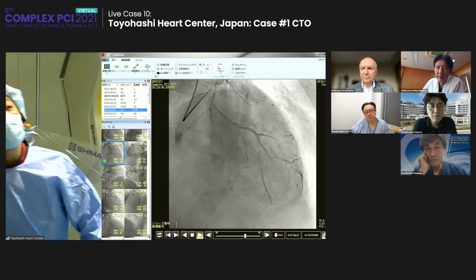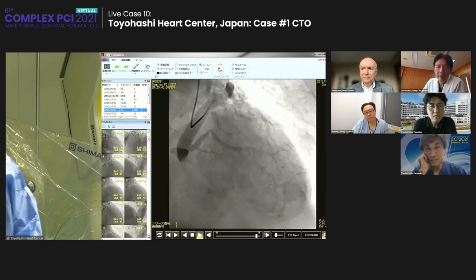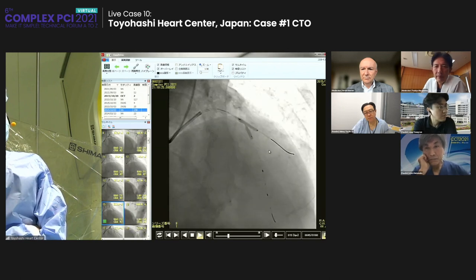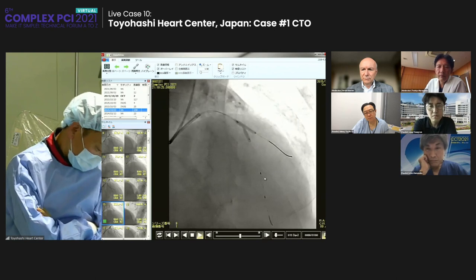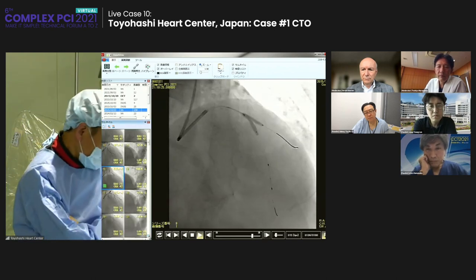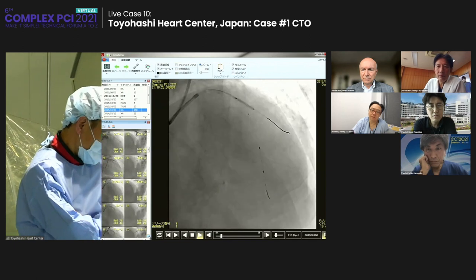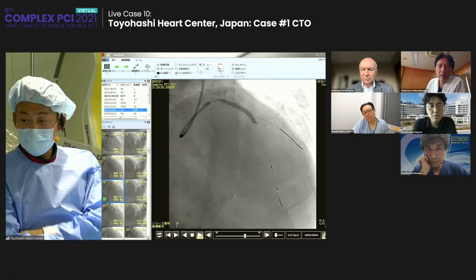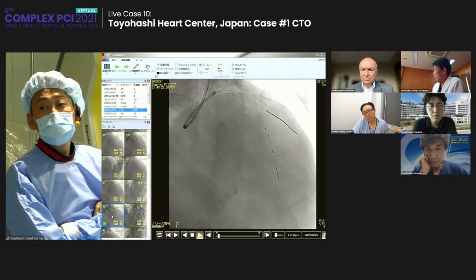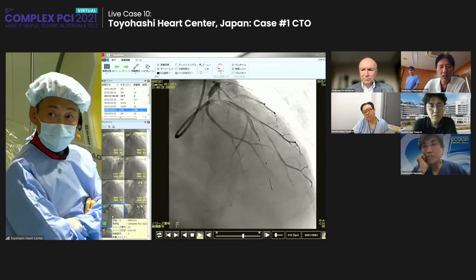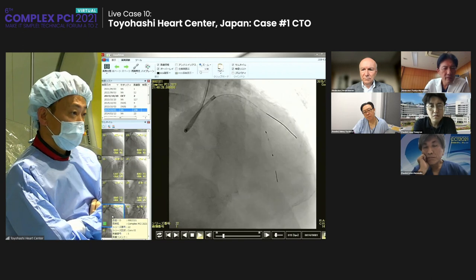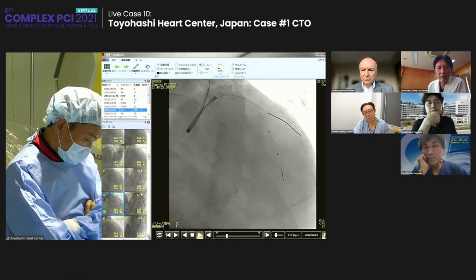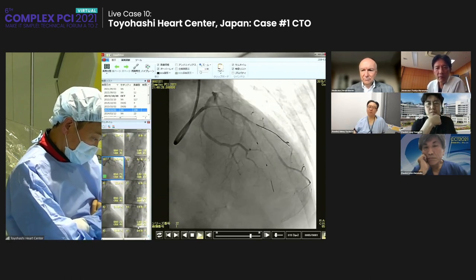It was a very unstable plaque, so the operator inserted a filter wire. With the filter wire in place, KVT was performed at the proximal site and the stent was implanted. After that, you can see no flow because of the filter wire. The patient also complained of chest pain, and ST was elevated. So the operator quickly removed the filter wire.